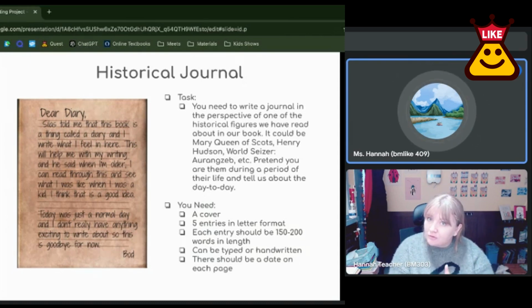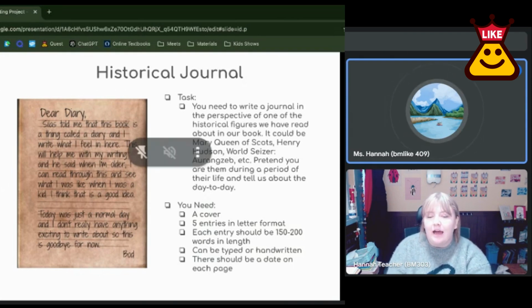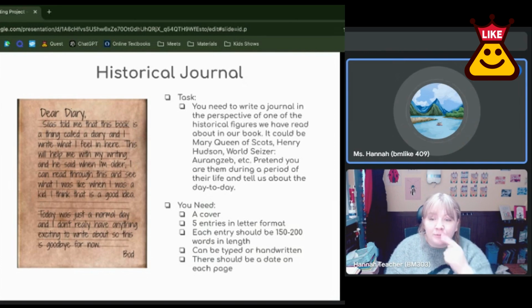If you do choose to do handwritten, I ask that it is very clearly written, so when you take a picture and put it on a slide for us to see, we can clearly read it. Okay? Again, there should be a date at the top of the page. We are doing letter formatting. You can pick a random day, but you might want to keep the years as accurate as you can get to.